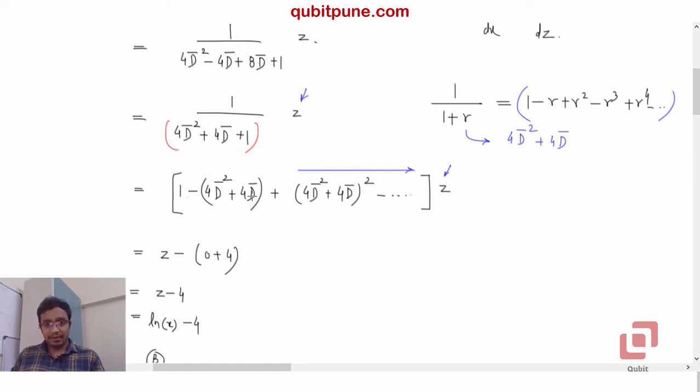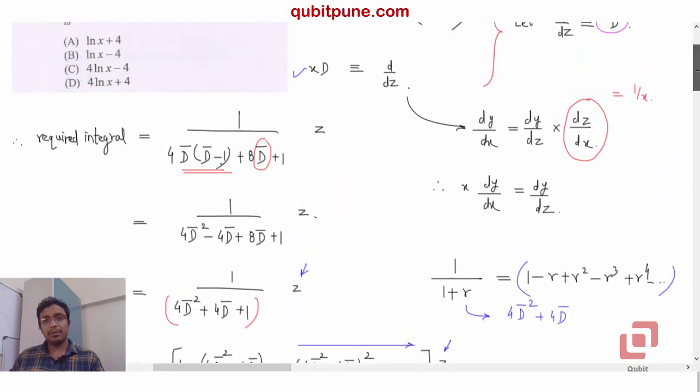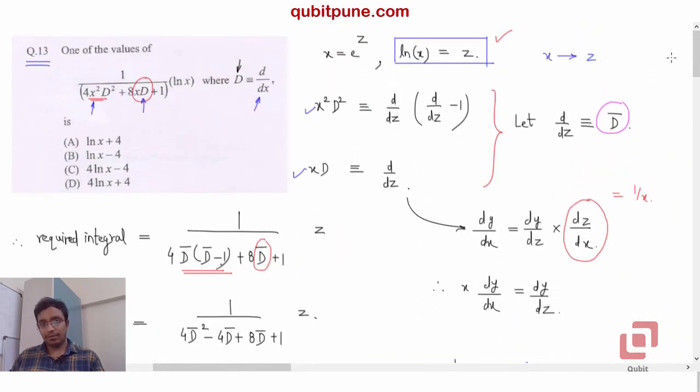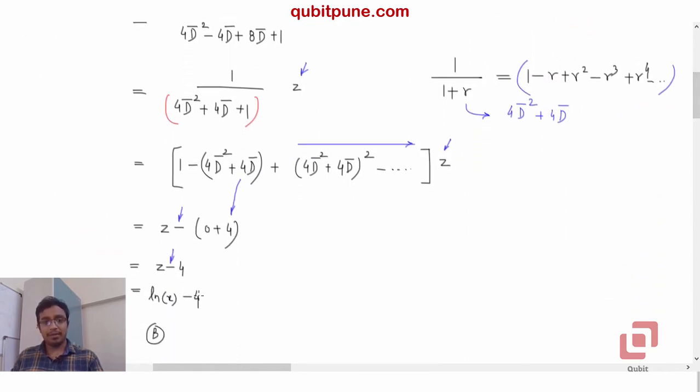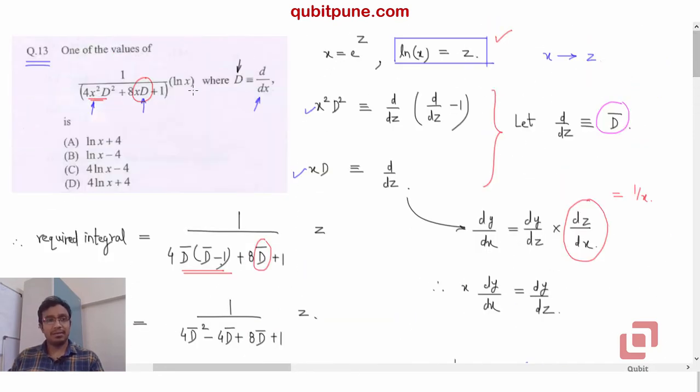So it will be z because of 1 minus 0, plus this 4 will come here, because the derivative of z with respect to z is 1. Okay, and because of this negative sign it will become z minus 4. Okay, but what is z equal to? Z is equal to log of x, correct? So that has given us log of x minus 4, which is there in option B, and hence the option to question 13 is B.